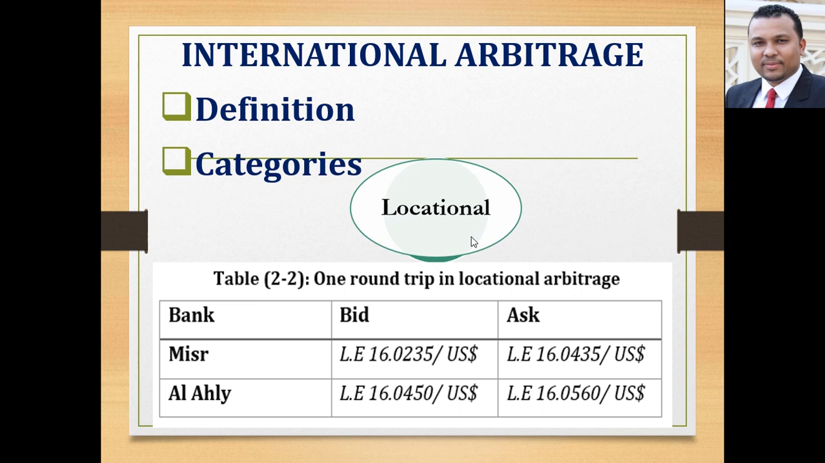In case of Bank Misr, bid price equals 16.0235 Egyptian pounds per $1. At the same bank, ask price or ask rate, 16.0435 Egyptian pounds per $1. Another bank, for example, Ahli Bank, bid price equals 16.0450 Egyptian pounds per $1. Against the ask price or ask rate, equal 16.0560 Egyptian pounds per $1.